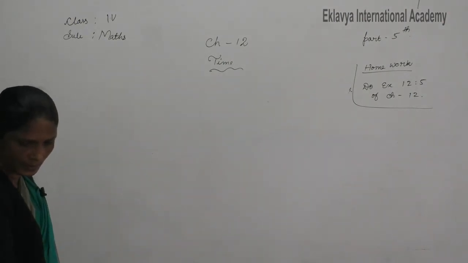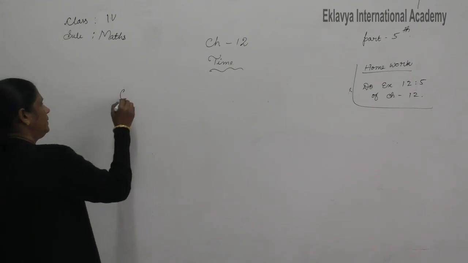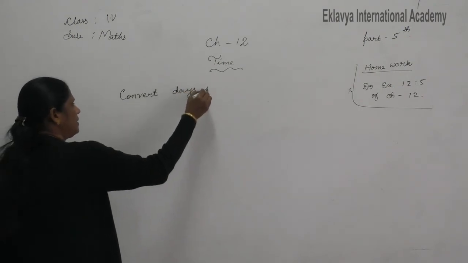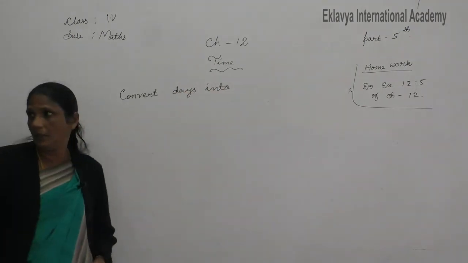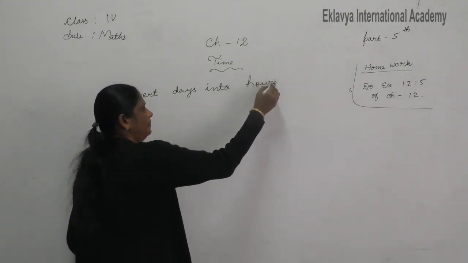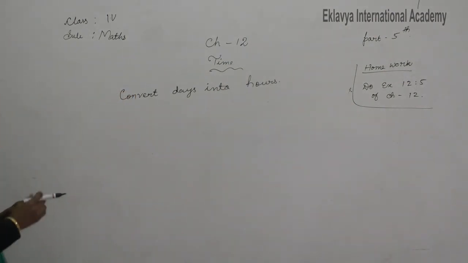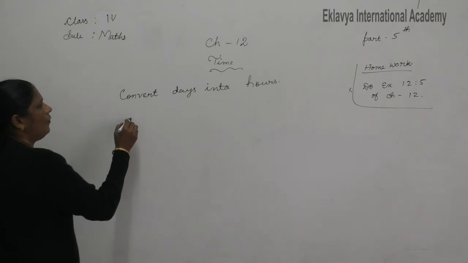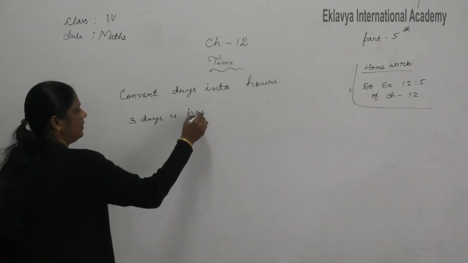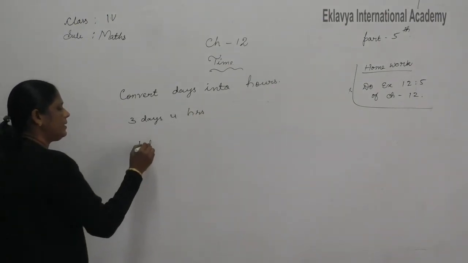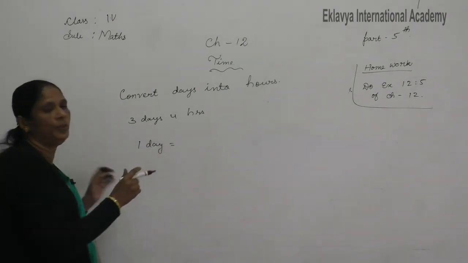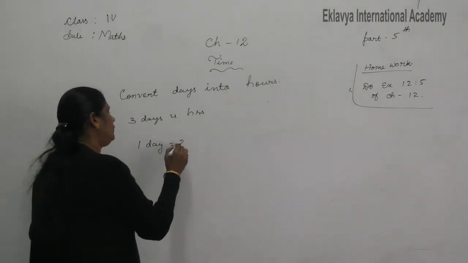Now convert days into hours. Say 3 days, 4 hours. First, 1 day is equal to how many hours? 24 hours.